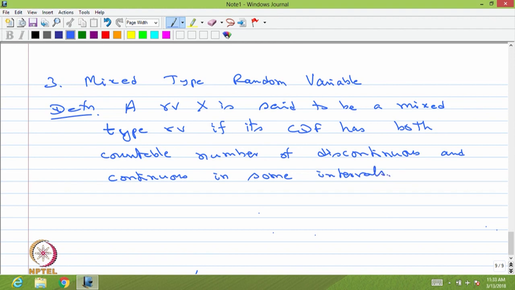You see the definition very carefully. For a discrete type random variable, the CDF has a countable number of discontinuities. For a continuous type random variable, it is a continuous function in x, that means on the whole real line. Whereas the mixed type random variable is the combination of both. That means the CDF has discontinuities as well as a continuous function in some interval. In that case, that random variable is going to be called a mixed type random variable.